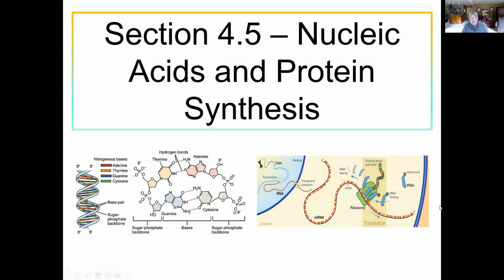We're going to be discussing nucleic acids and the role they play in helping a cell produce proteins. We'll also talk about replication of the DNA that we've talked a bit about already last week when we talked about the different stages of the cell cycle in lab.